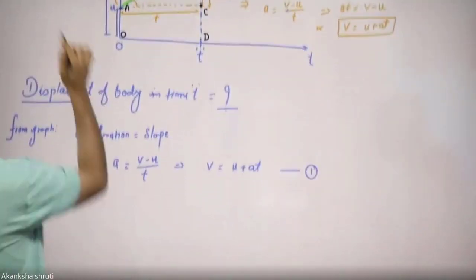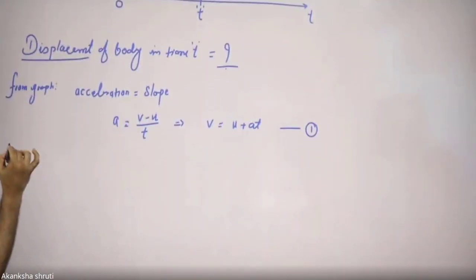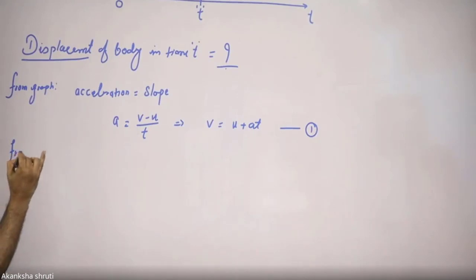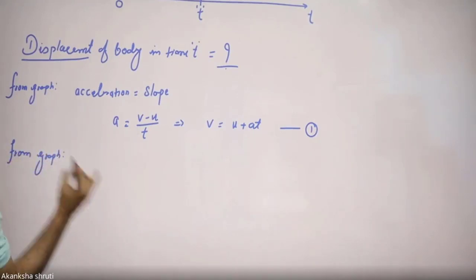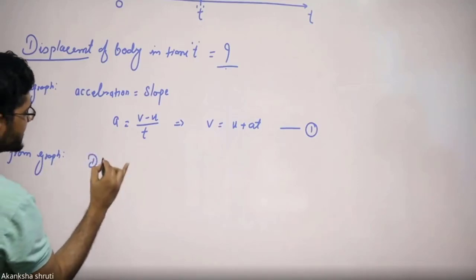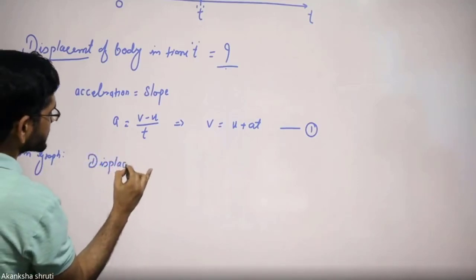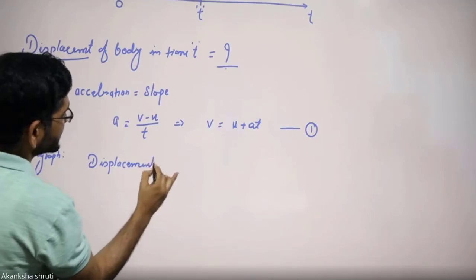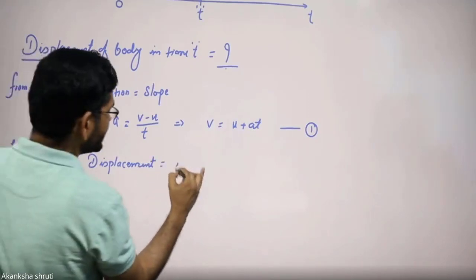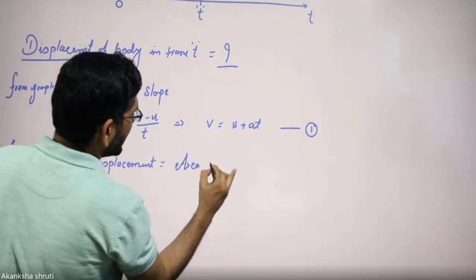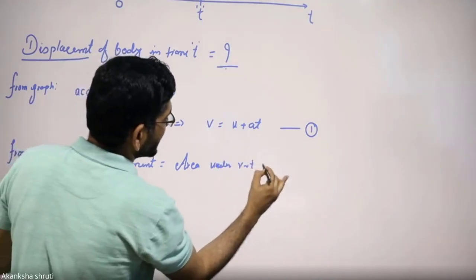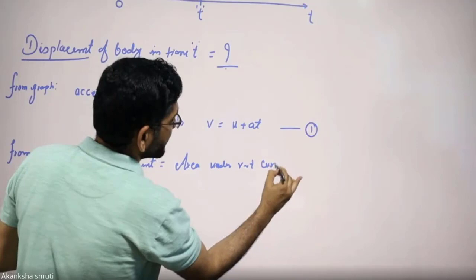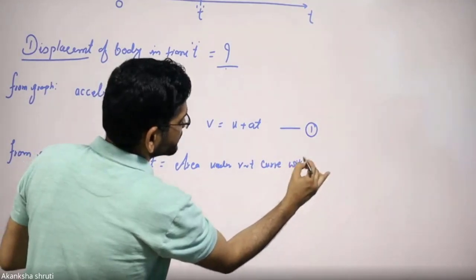Now, even from this graph, we can calculate the displacement. How do we get our displacement from the graph? So displacement is calculated by the area under this VT curve with the time axis.